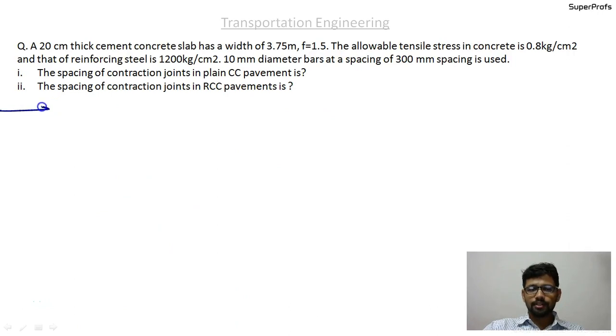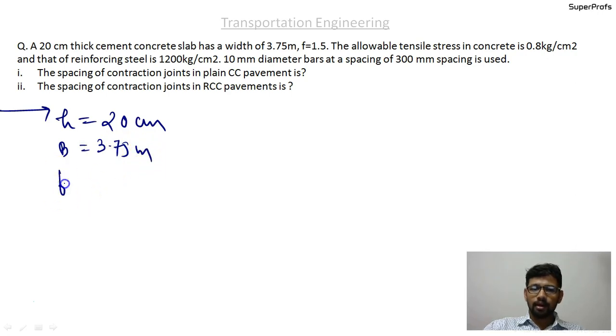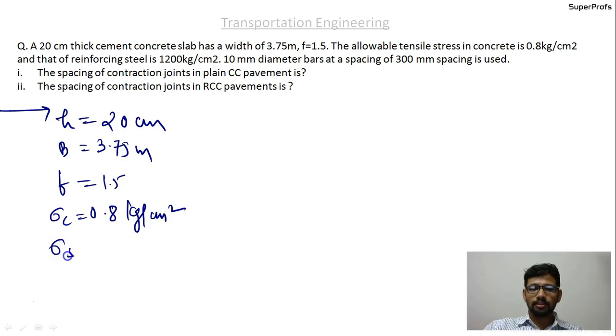So the next question is: a 20 centimeter thick cement concrete slab has width of 3.75 meters. F value is given to be 1.5. The allowable tensile strength in concrete, sigma C, is 0.8 kg per centimeter square, and that of the reinforcing steel is equal to 1200 kg per centimeter square.